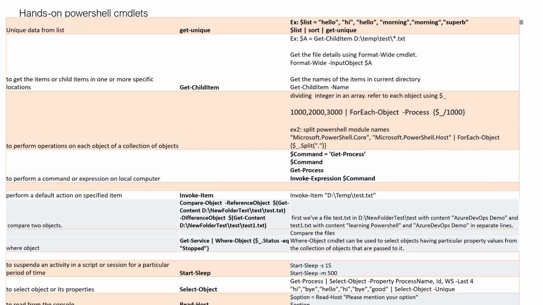Some of the useful commands that we use, right? So one is getting unique words from a list of words available. So you have a $list. I have a list of values like hello, hi, etc. If you want to get the unique words from that list, you can basically apply the sort command and the unique command. You can see here I'm applying $list, pipe symbol, sort, pipe symbol, get unique. Basically, if you want to apply more than one command on a specific item or data, then you have to use a pipe symbol.